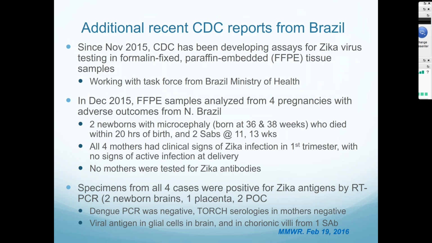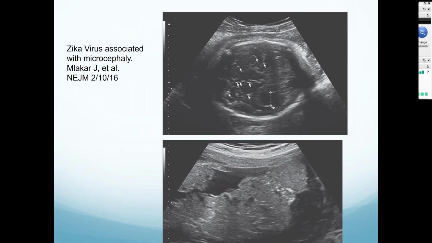Additional recent CDC report, and I'm not going to go over this slide in detail, but they've again proven that Zika virus has been identified in stillbirths and babies that subsequently died, where they've identified both the antigens and the positive PCR in these cases.